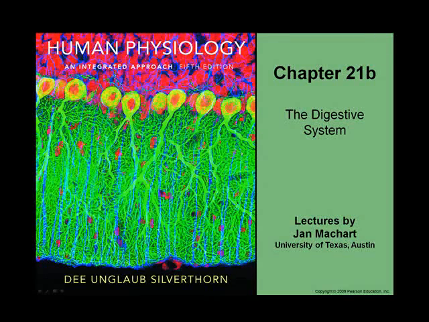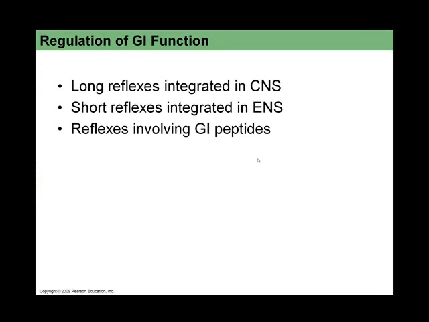We continue now with our second talk on the digestive system. In this presentation, we'll consider the reflexive and endocrine control of the GI system. Then we'll talk about, very briefly, the digestion of the major nutrients, carbohydrates, proteins, and fats. And then we'll consider a bit on absorption.